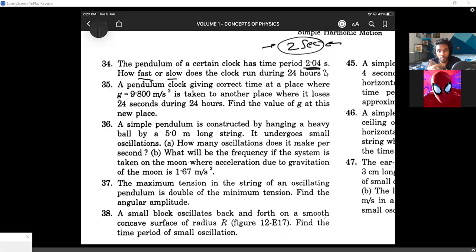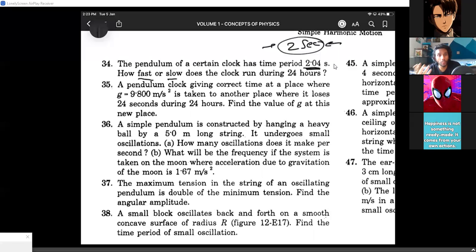Like for the same distance, the pendulum is taking 2.04 seconds for its oscillation. Yes, sir. Then would you call it slow if you use it for 24 hours? If you use it for 24 hours, was it running fast or was it running slow? It is running slow, sir. The time period is 2.04 seconds. How is it running at the same time?